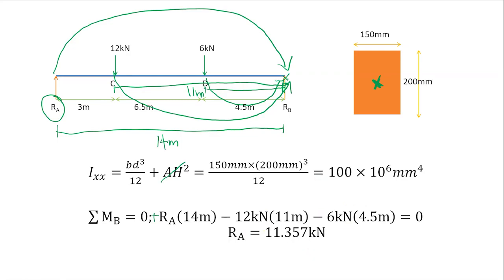RB will not be included dalam you punya calculation sebab you memang take moment dekat point B. So, RB tak ada distance sebab ini adalah moment equation. So, moment equation mesti force darab dengan distance. So, since force dia RB lah, distance dia adalah 0. So, automatic dia cancel dan kita boleh dapatkan RA.